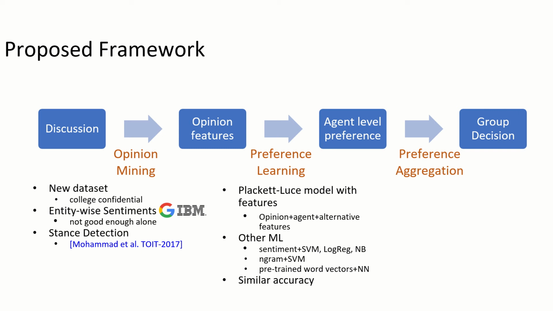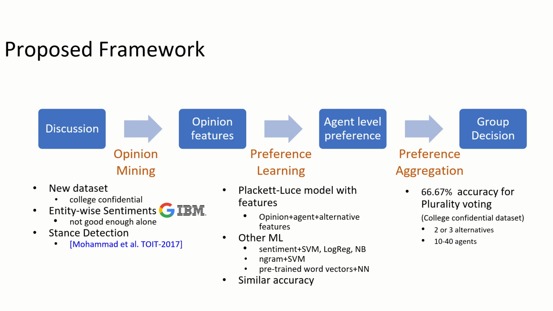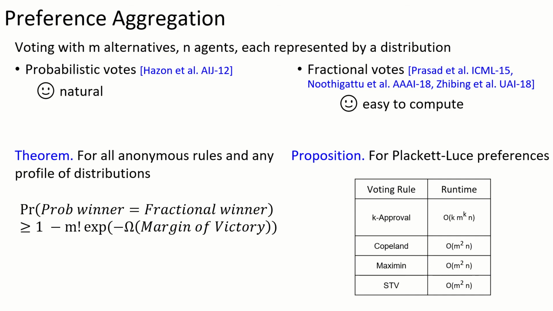Then we learn a preference model. We choose Plackett-Luce with features for this, which eventually gives us some advantage in the aggregation phase. And our Plackett-Luce with features model gives similar accuracy in predicting agent preferences when compared to complex models that make use of word vectors or neural networks in this domain. We finally compute aggregated results using various voting rules. In our experiments on the college dataset, we get around 67% accuracy when compared to ground truth aggregated results.